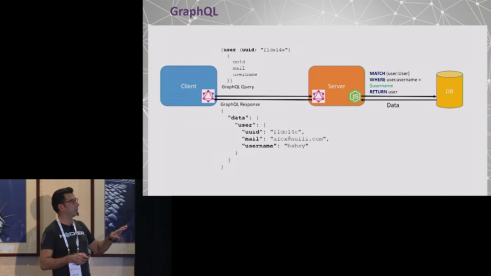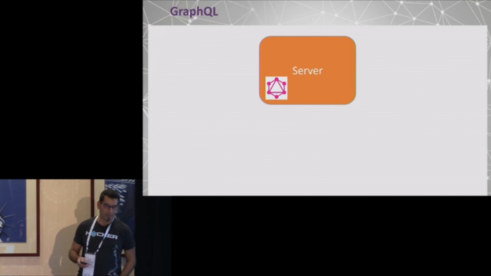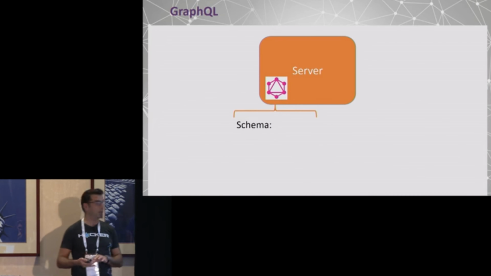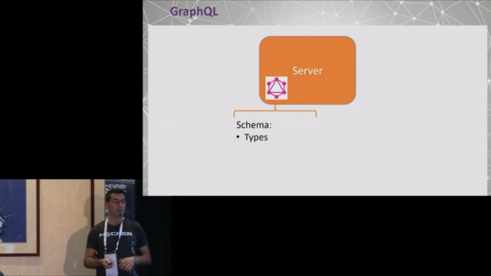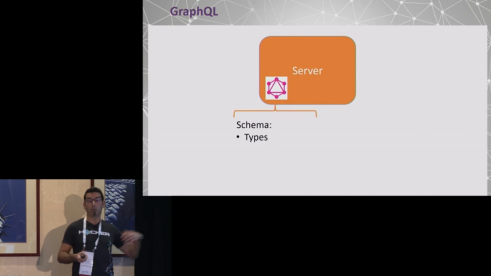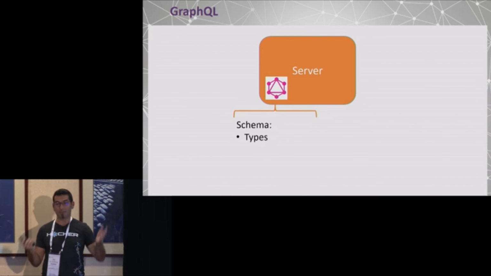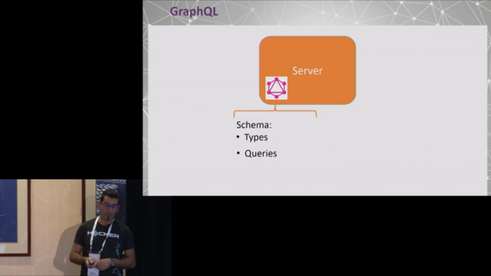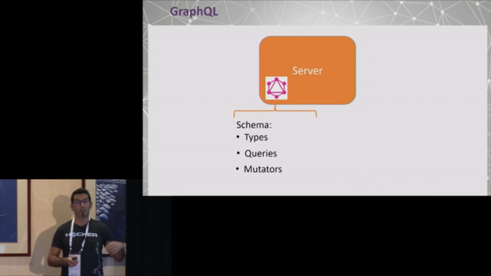To really make sense of the power of GraphQL, we have to zoom in on the server. GraphQL works by defining a schema, and the schema is made of three things. The first is a set of types. These are the object types or entity types in your database that you are willing to expose to your client. You don't have to define in your schema all the types you have in the database, only those that you are willing to expose to the client. Then you have your queries, which are your reads, and your mutators, which are your writes.